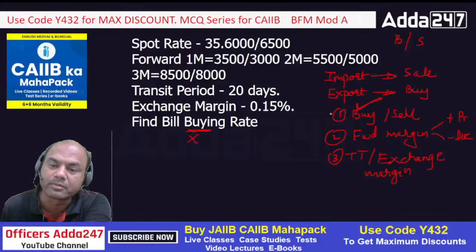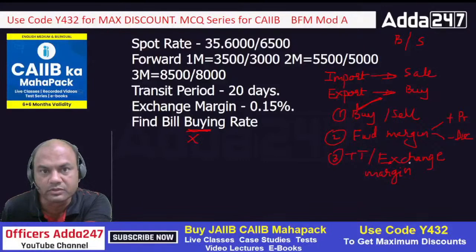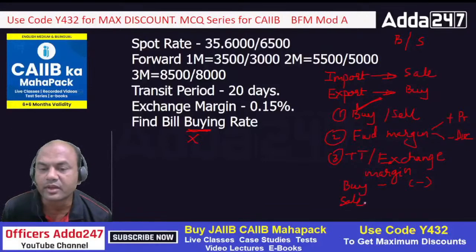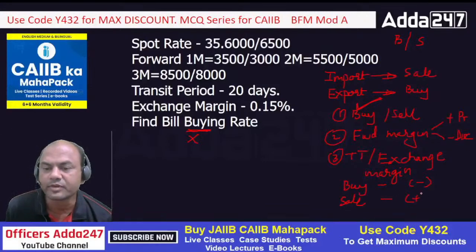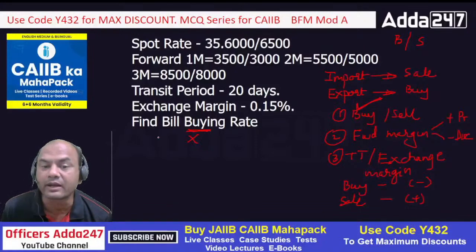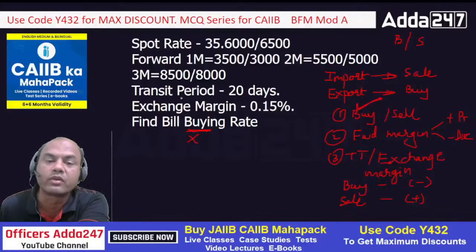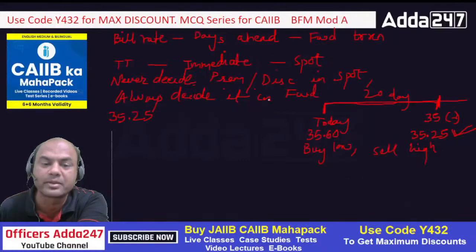No, because I have done step number 1, I have done step number 2, but have I done step number 3? No. When I do step number 3, my answer will change. So what is it for TT margin now? Whenever it's a buy transaction, you will always subtract. Whenever it's a sale transaction, you will always add. Here we are doing a buy transaction, so we will subtract. What is the margin given? 0.15%.